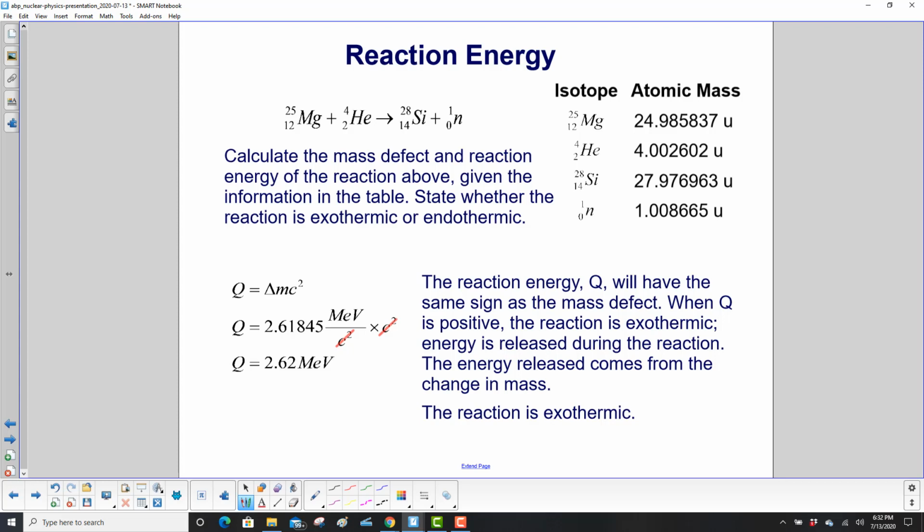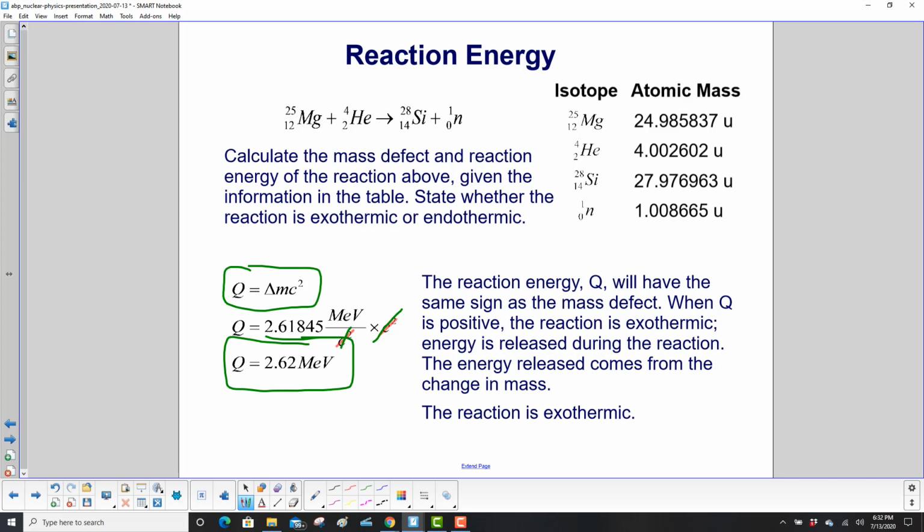The reaction energy Q is delta m c squared. So here's our mass defect in units of MeV per c squared. You multiply that by c squared, and what happens is you cancel out the c squareds. And we'll round it here and we get 2.62 MeV. The reaction energy has the same sign as the mass defect.